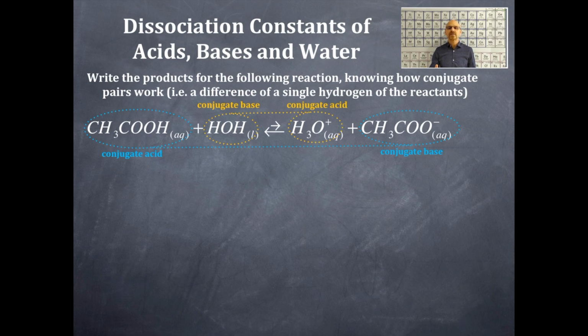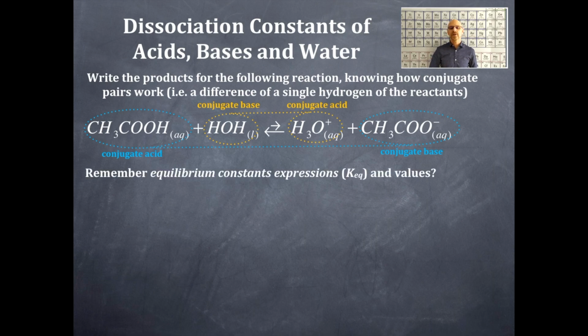You should see that this follows the conjugate acid-base pattern, in which you have an acid and a base on the reactant side, and you have an acid and a base on the product side. You will never have an acid and an acid, or a base and a base. So you have conjugate acid-base pairs. That's how you're able to write the products.